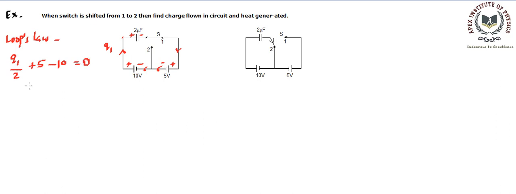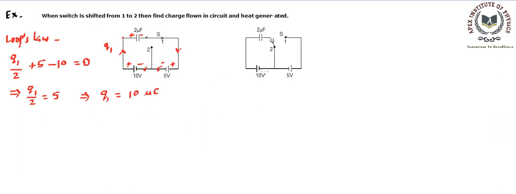That's the law. If we carry on with this, we find Q1 by 2 is equal to 5, which tells us the initial charge on the capacitor, and we find this initial charge on the capacitor is 10 microcoulomb. So when the switch was connected to point 1, this capacitor had a charge of 10 microcoulomb. Okay, so that's the initial one.